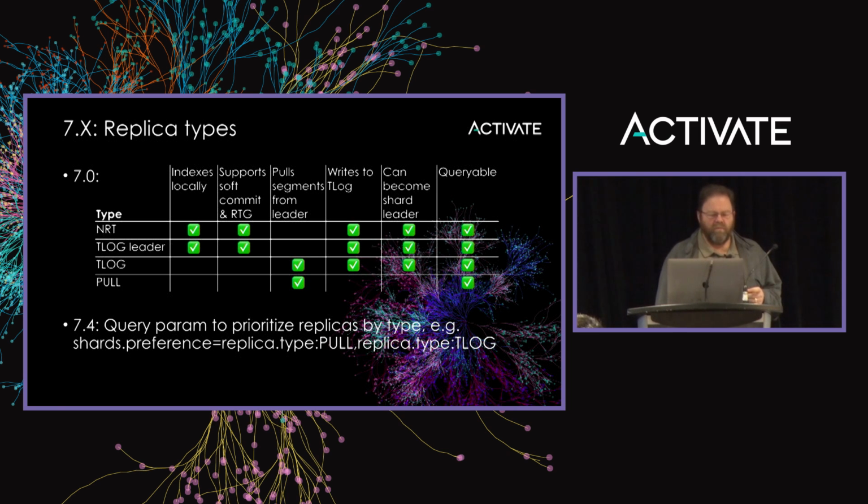It's not recommended to mix NRT replica types with any of the other ones, so you want to either have all NRT or all T-log, or a mix of T-log and pull replicas.